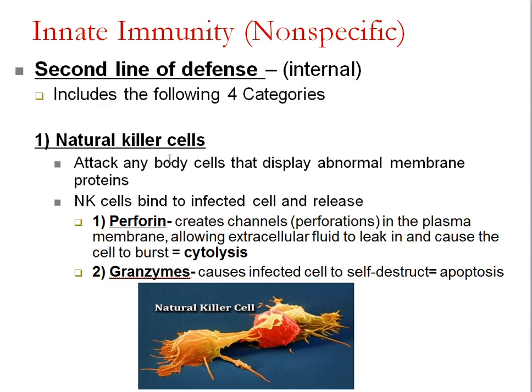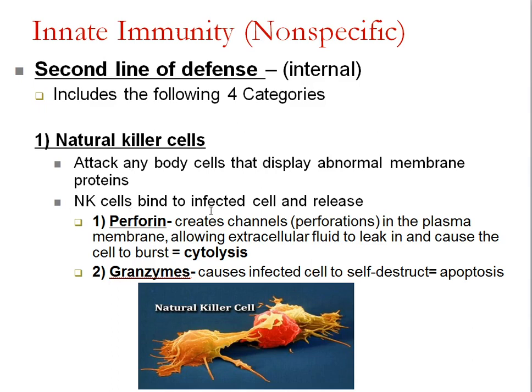We get 4 categories here. The first thing is our natural killer cells. They attack any body cells that display abnormal membrane proteins. So we talked about glycoproteins and how they determine blood type. Specifically, with our natural killer cells, they're looking at any membrane proteins that they don't recognize, and they're going to go after it if they find something new or different.